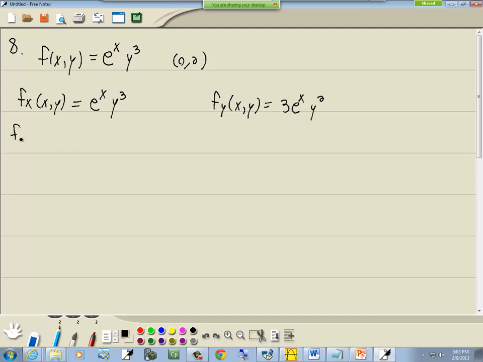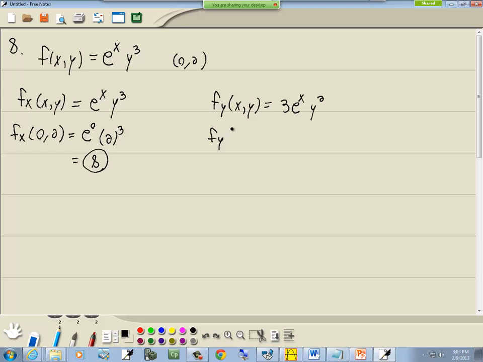So we're now going to plug those in for x and y. x is 0, so we've got e to the 0 times 2 to the third, since y is 2. Anything to the 0 power is 1, so that drops away, and 2 to the third gives us 8.